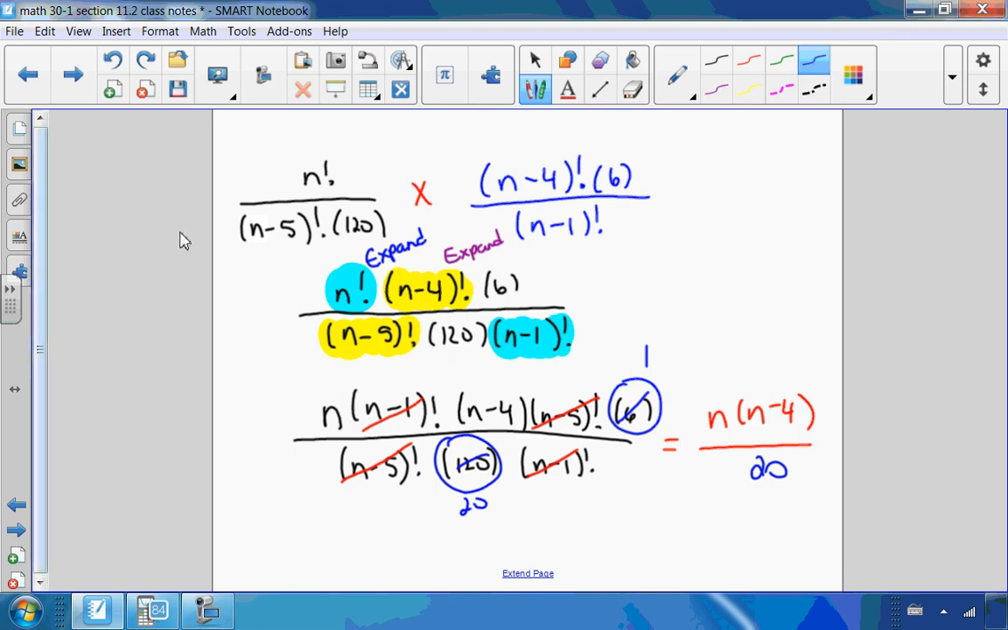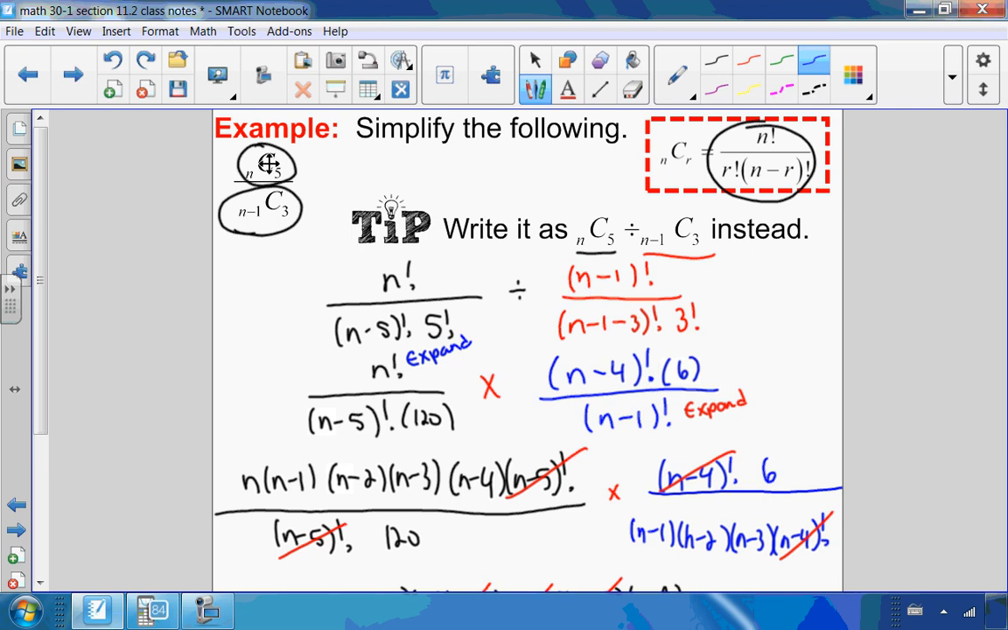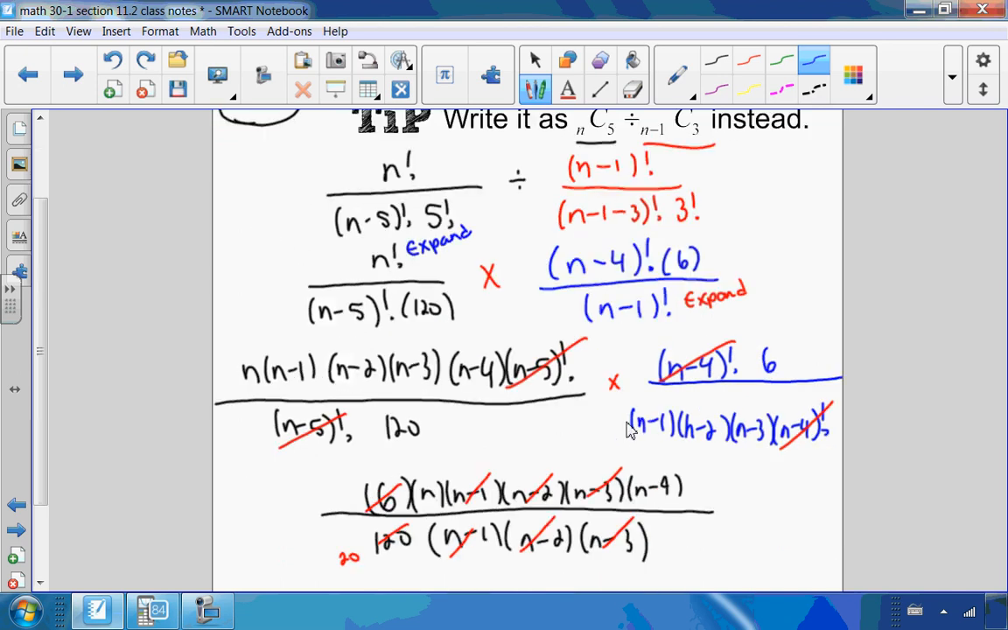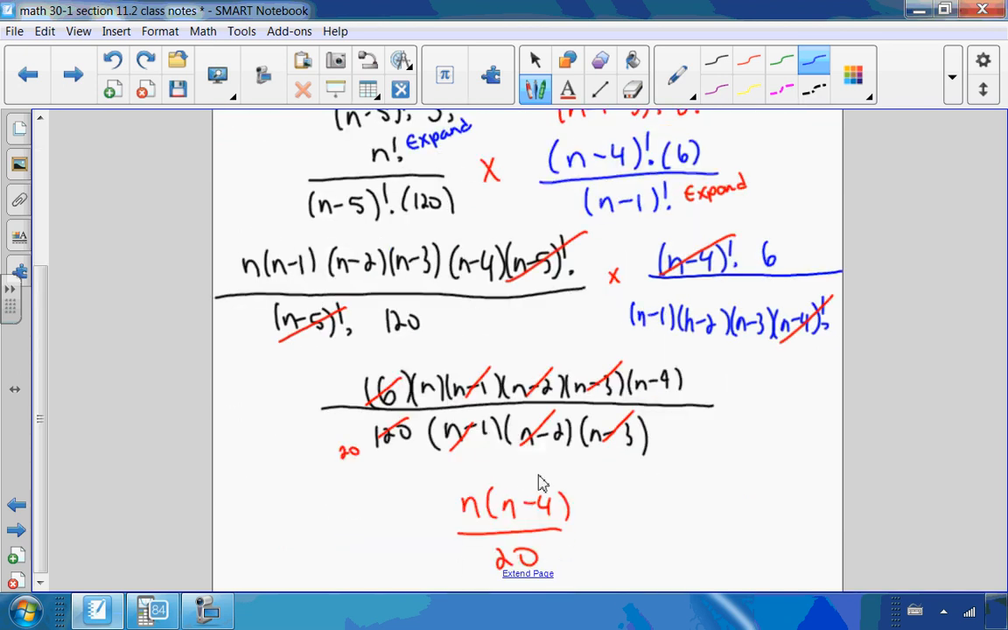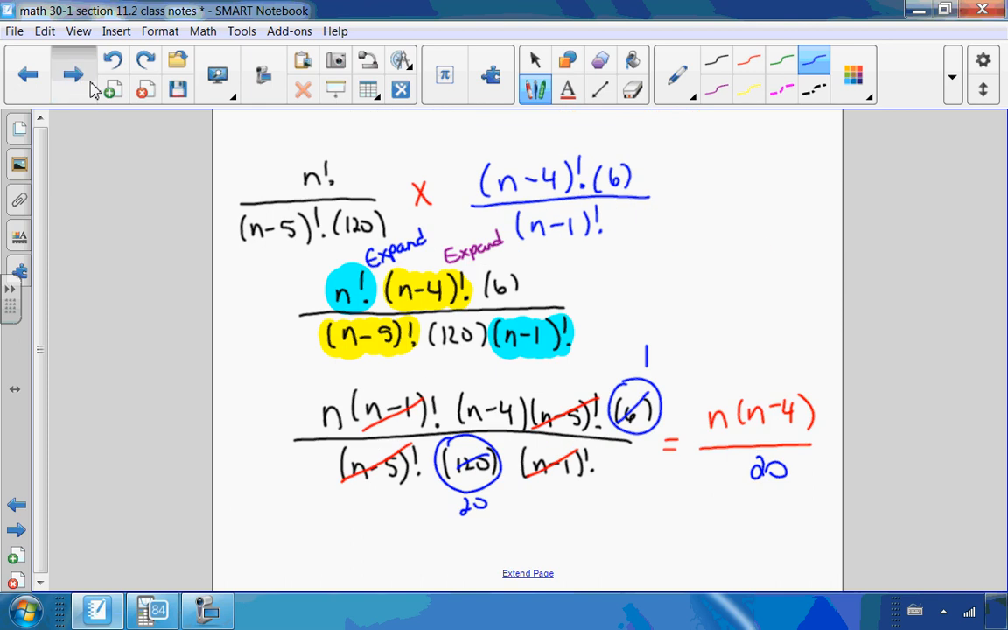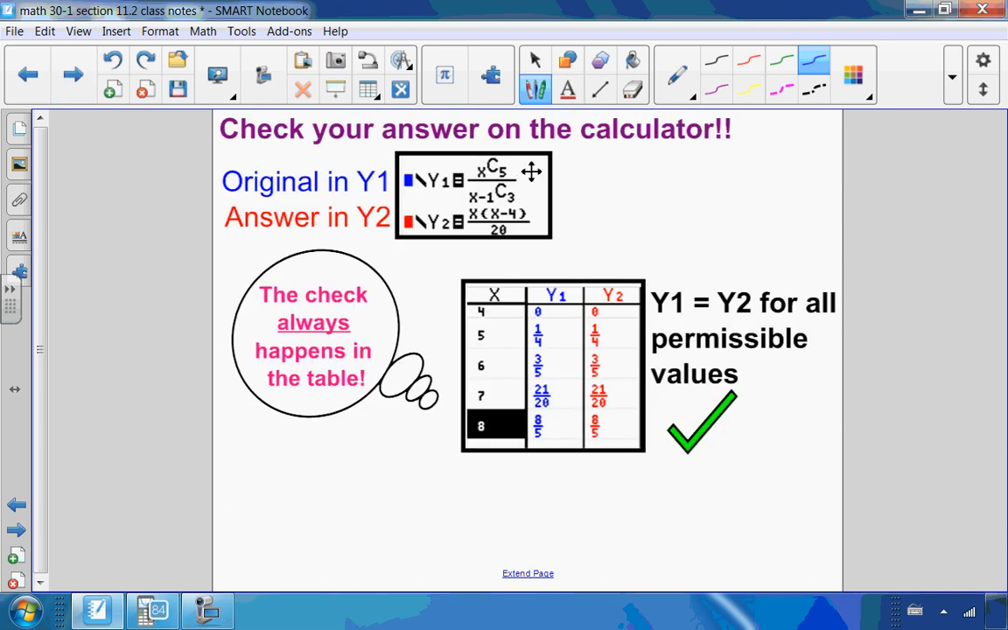And I would actually check the answer to this just to make sure I'm correct. So if you look at the original question, I would do the original question in Y1, and I would do my answer in Y2 just to see if I get the match. So original question in Y1, answer in Y2, and you can see the check always happening in the table. They are equal for all permissible values, so I know I did that question correctly.